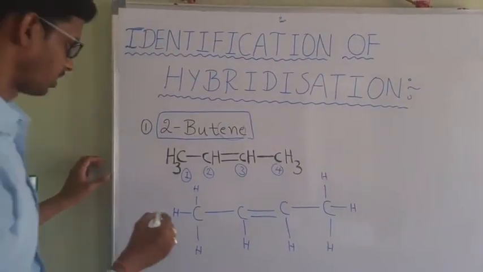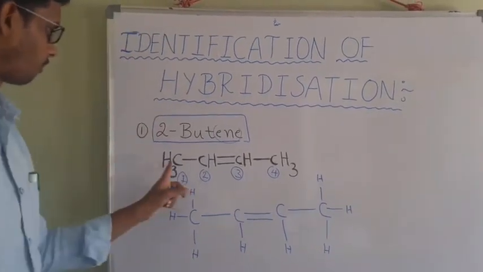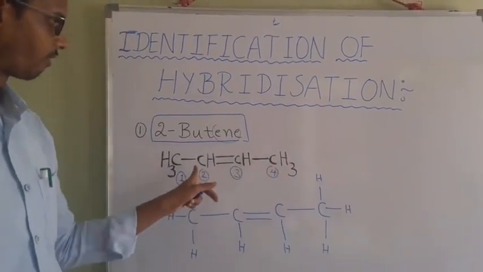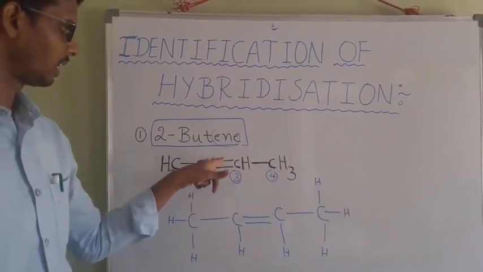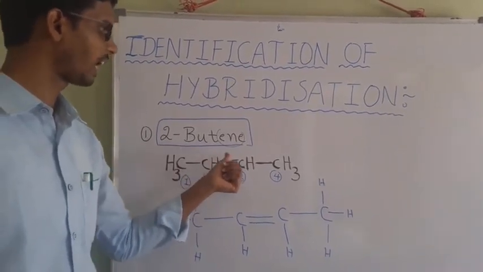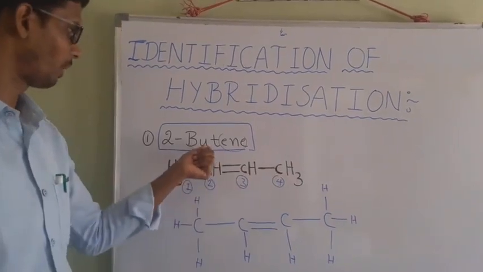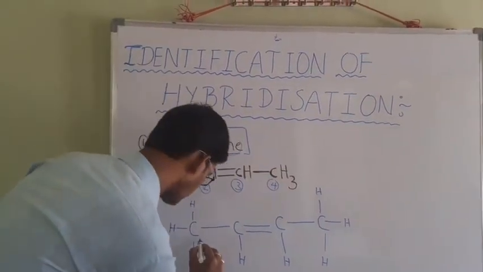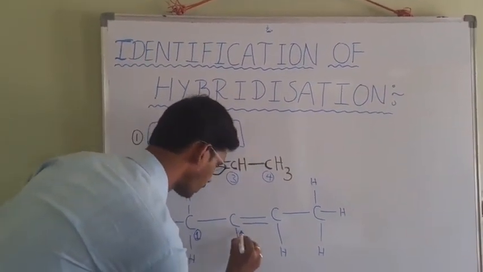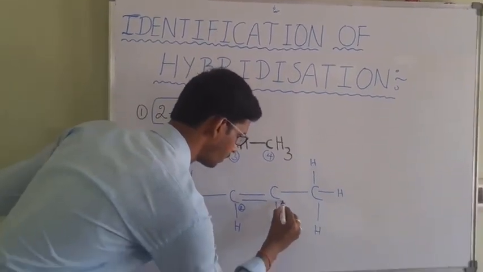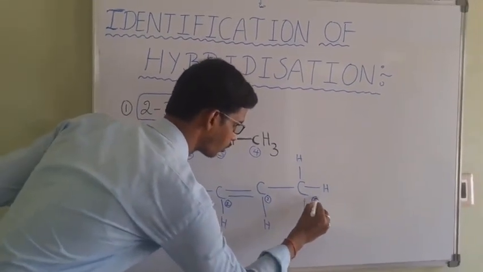Next, we can number from left to right or right to left, because the double bond is present between the second and third carbon. The name is 2-butene. This is the first carbon, second, third carbon, fourth carbon.